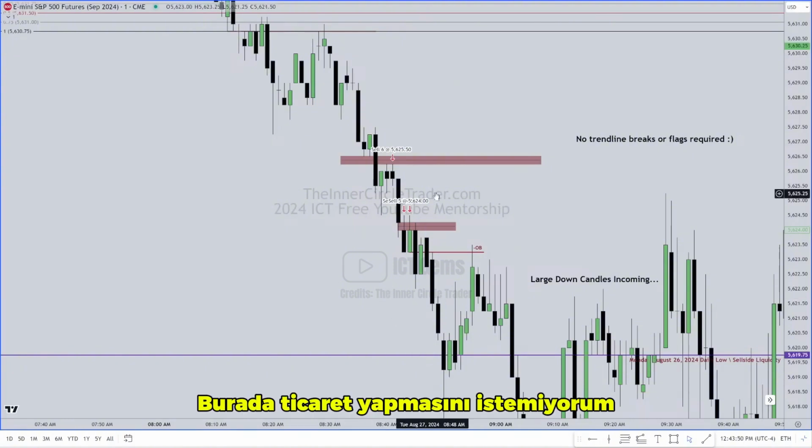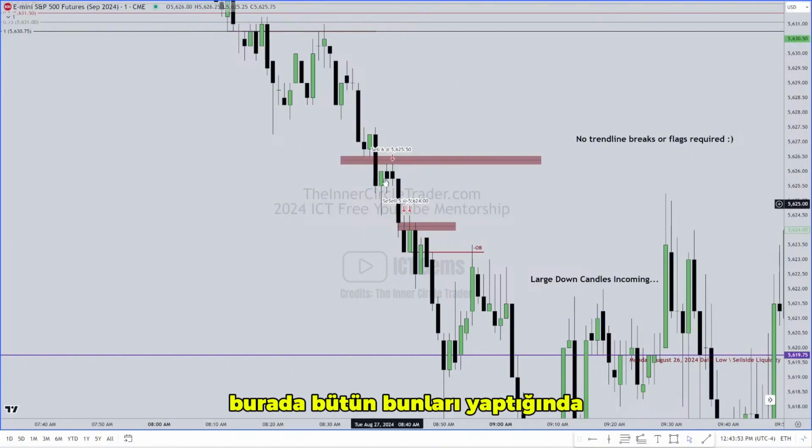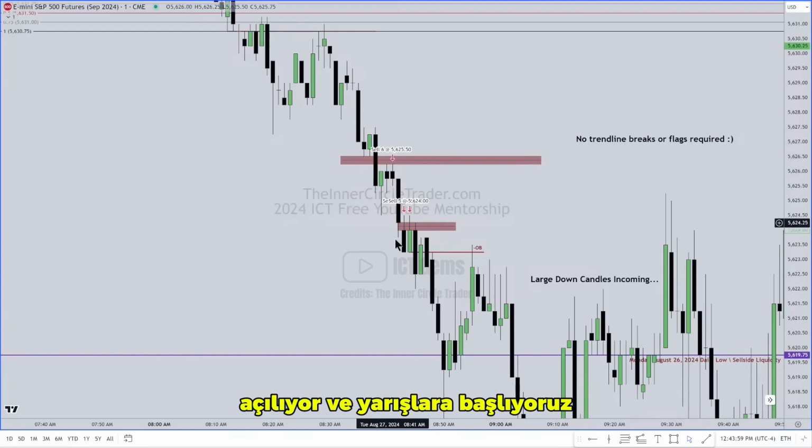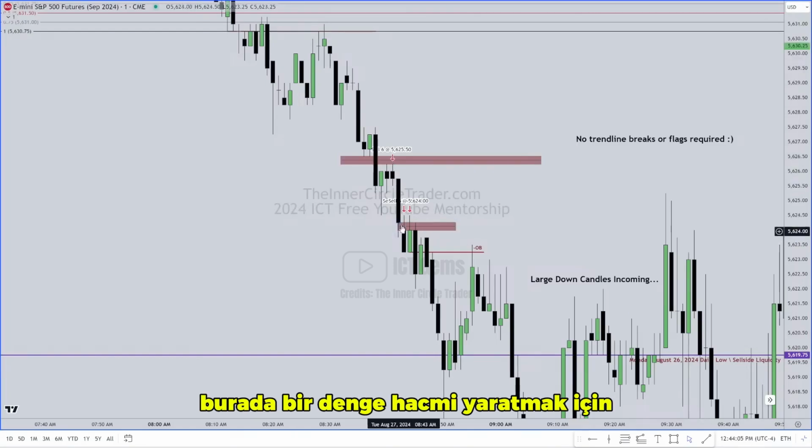I am not wanting it to trade up here. Once it does all these things in here, I want to be in on the trade because I know it's getting ready to take off. The very next candle, what does it do? It opens and off to the races we go. And then we create what? Another opportunity for it to create a volume imbalance in here.